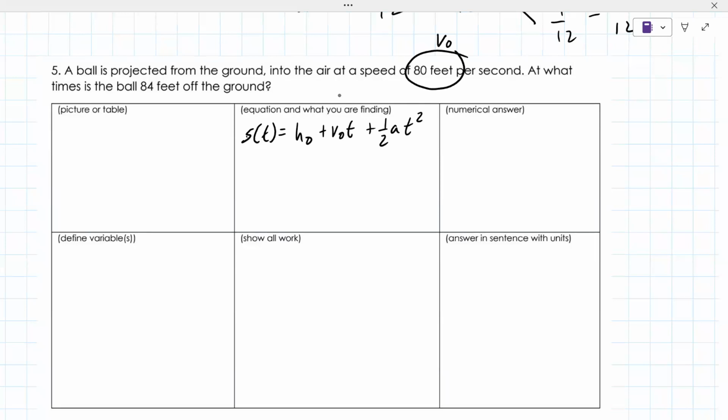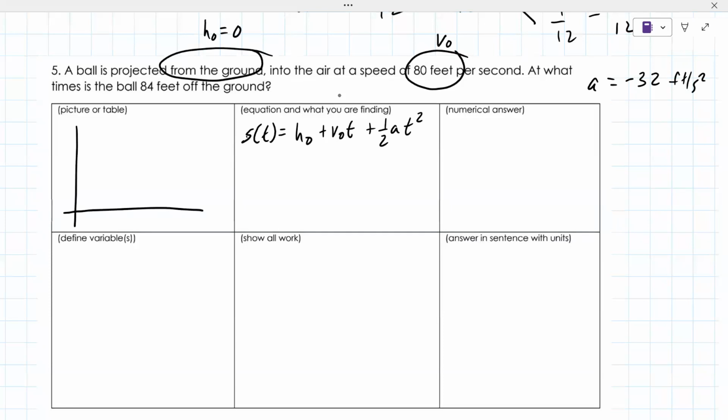From the ground means that the initial height is 0. The acceleration is minus 32 feet per second squared, typically. Does that look okay to you? Okay, so those are the quantities. Now, what's happening here is the ball goes up, and everything that goes up must come down, crashing down.